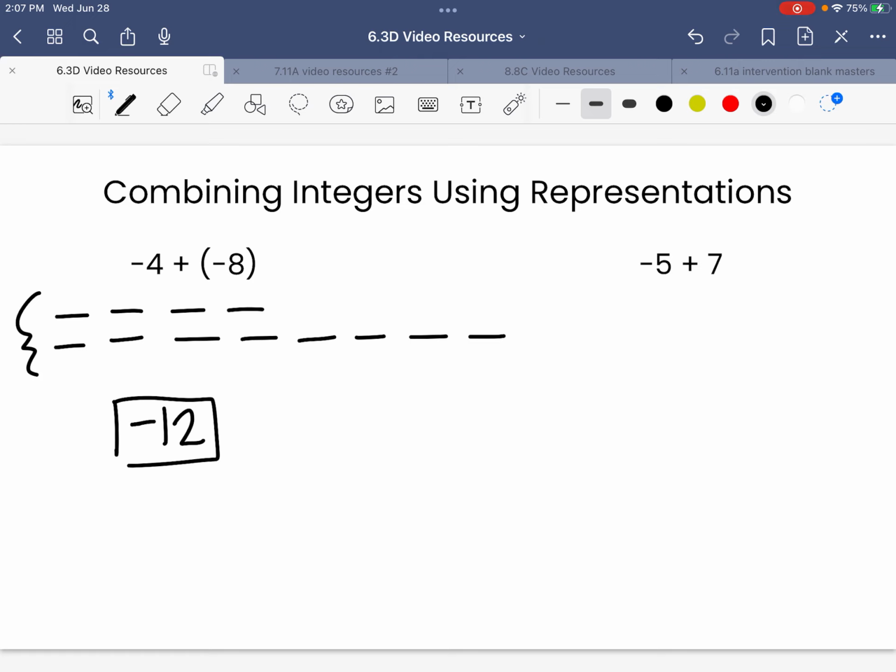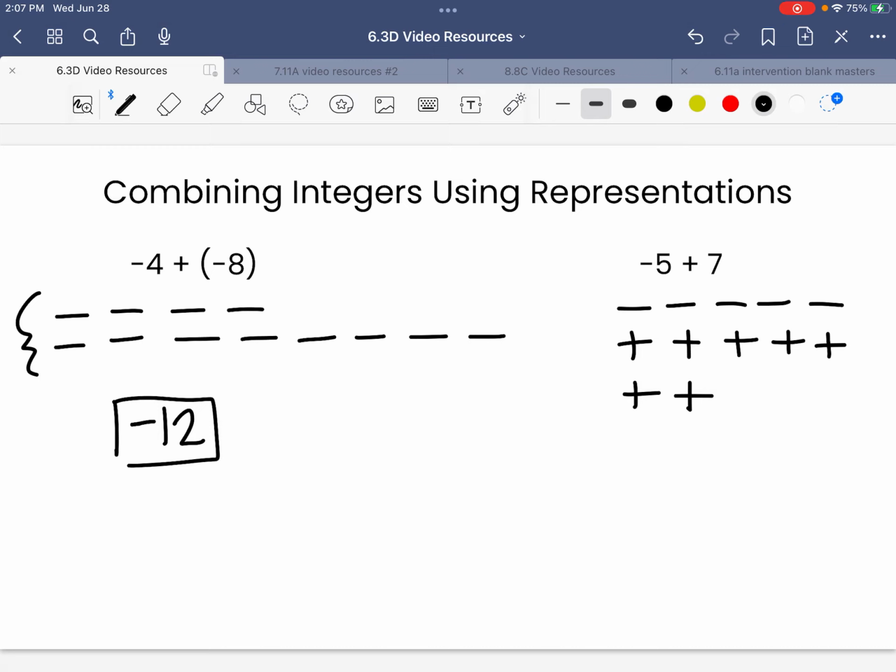When I look at the next problem, we have -5 plus 7. Again, I can represent that first number, which is -5, using 5 negatives. And then we're combining that with +7. So I can represent +7 using 7 pluses.